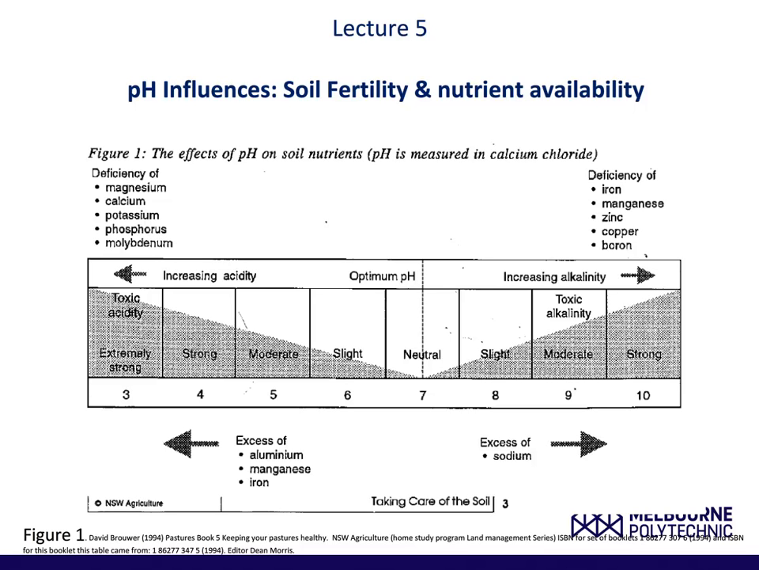If you have alkaline soils, you can get deficiencies of iron, manganese, zinc, copper and boron. You will tend to see an excess of sodium, which can be toxic to the plants. If you reduce your pH and you are entering acidic soils, as your pH reduces, your toxicity increases. If you have acidic soils, you can have deficiencies in magnesium, calcium, potassium, phosphorus and molybdenum. You may also see an excess of aluminium, manganese and iron.